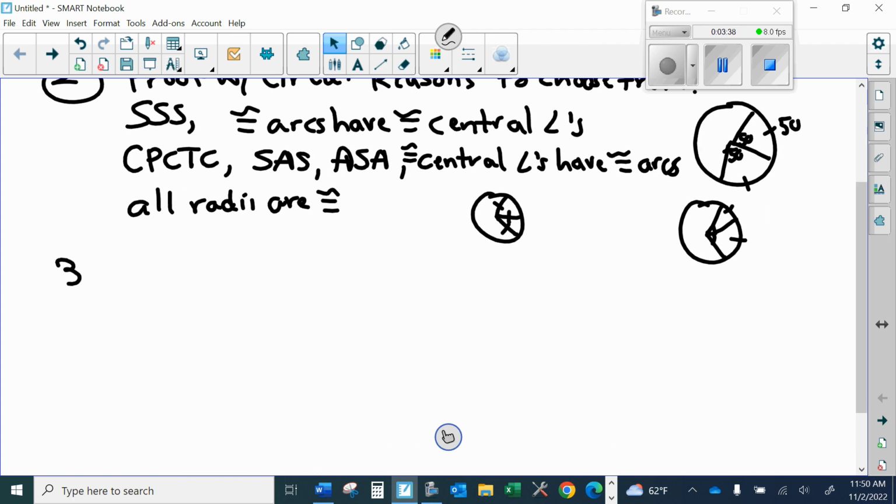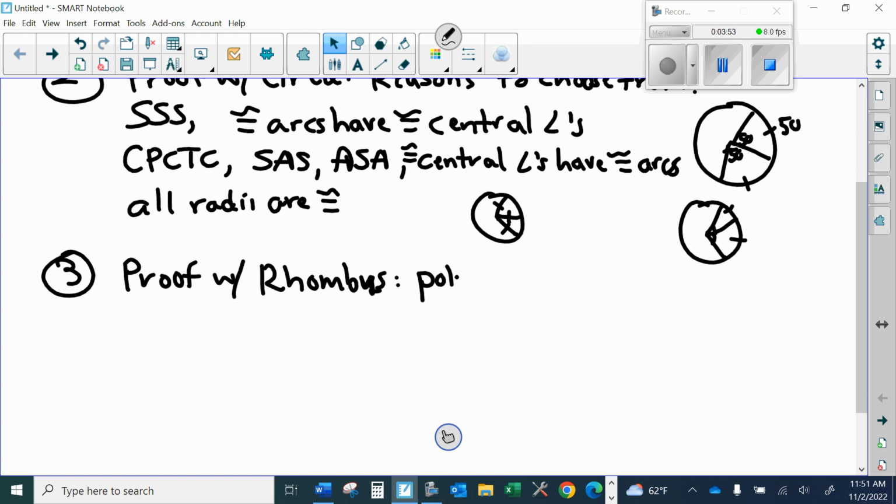Number three, another proof with a rhombus. Okay, oops, rhombus. And then here are potential reasons or justifications to choose from. So make sure you know what these look like.